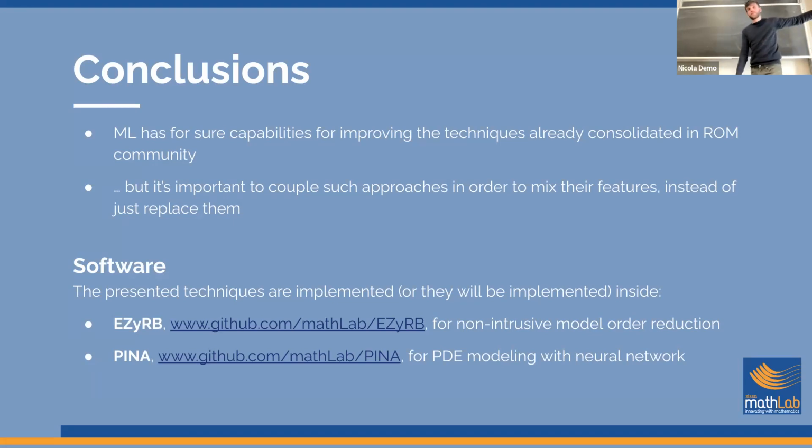Regarding the software, all the methods that I presented, except for the residual learning, so the last one, are already available in EasyRead. That is our package for non-intrusive model order reduction. Instead, the continuous convolutional filter is already in PINA. That is basically our package to try to model PDEs, or anyway differential equations, with neural networks.